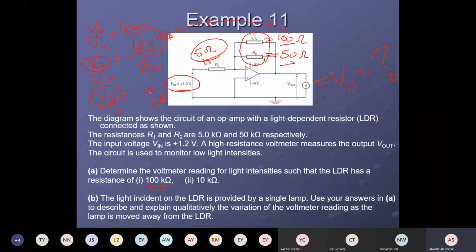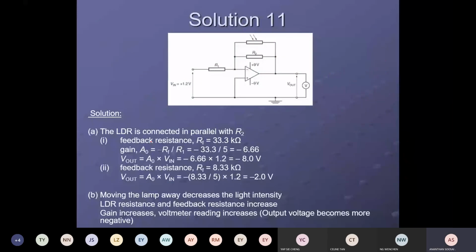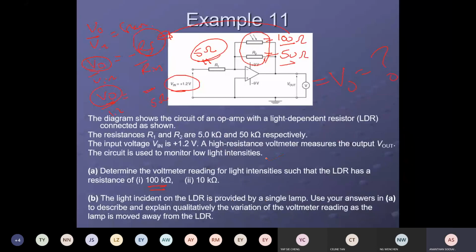That's the answer given here. So the feedback resistance is 33.3. 1 over 100 plus 1 over 50, reciprocal, you get 33.3. So the gain is negative 6.66 times the 1.2, so you get negative 8 volt. It's the output. Okay, so do the same thing for 10 kilo ohm. Same technique.